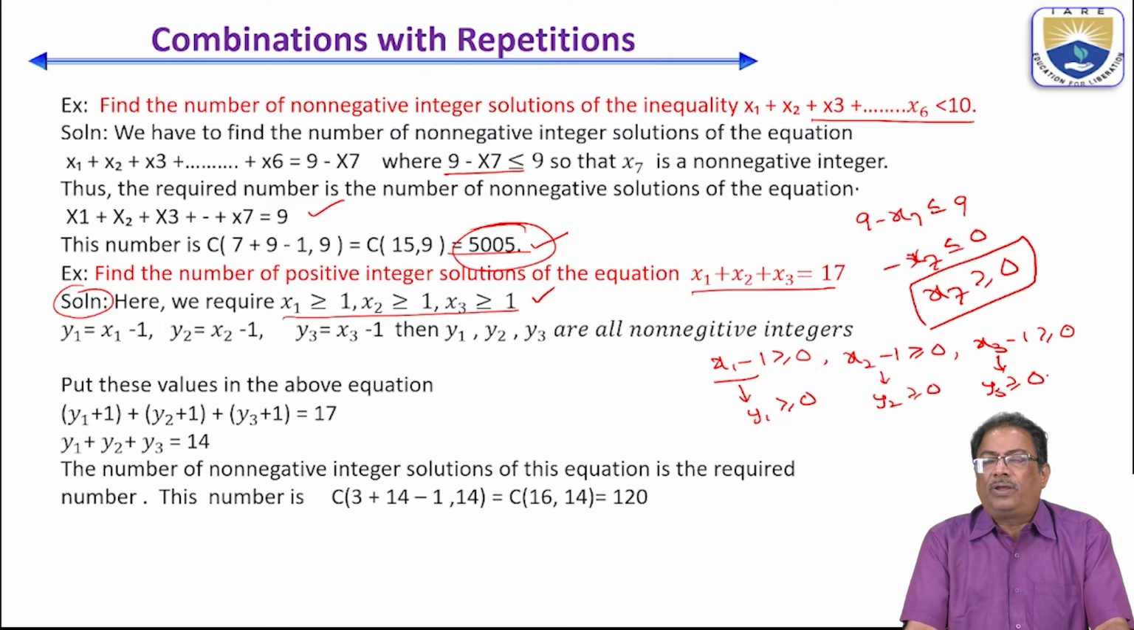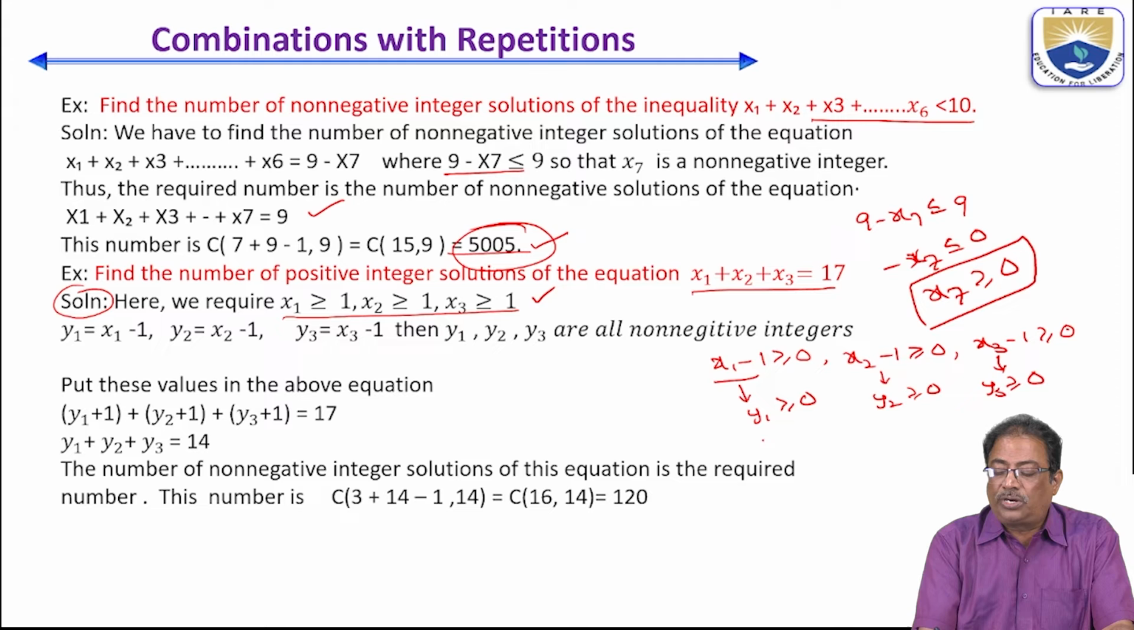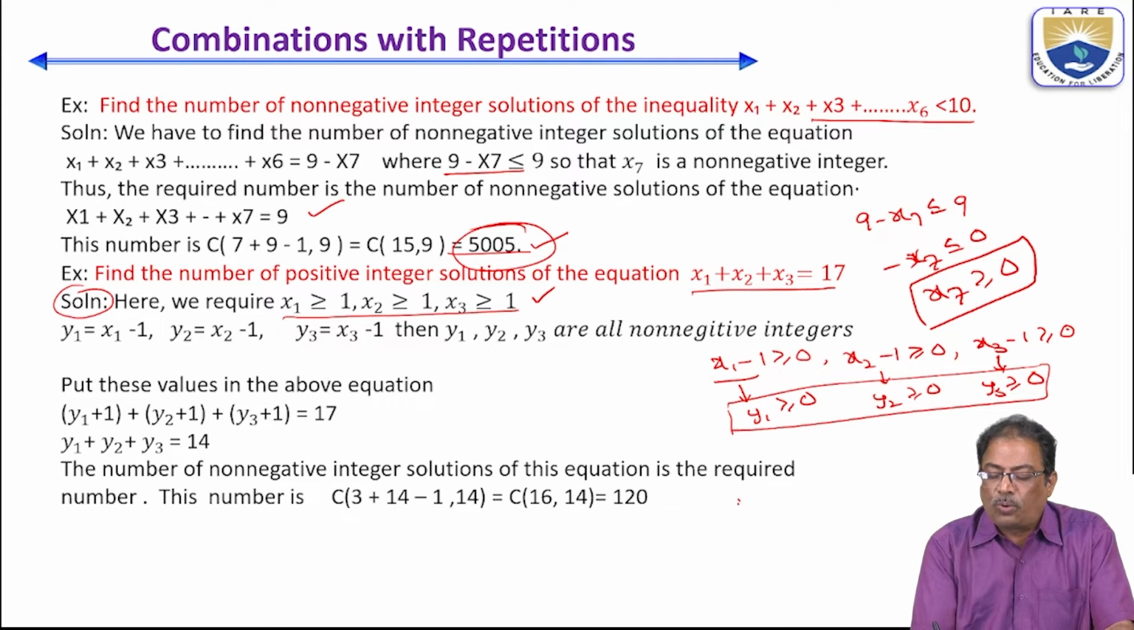So whenever any condition is there, we consider the condition and reduce the equation to another form. How? We take y1 as x1 minus 1. From this we can calculate x1 is equal to y1 plus 1. Similarly, y2 is equal to x2 minus 1. Subsequently, x2 is y2 plus 1.